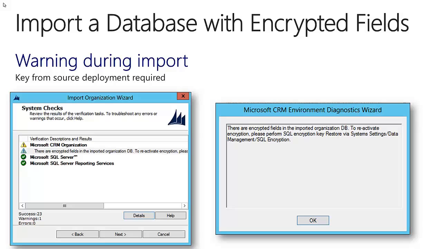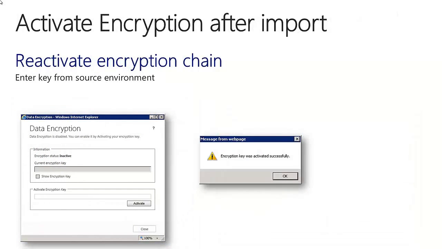When you are importing a CRM database into a different deployment, you'll get a warning in the system checks if it is encrypted and you're moving it to a different deployment. And this is what that encryption warning will look like. So once you import that, after you're done, you'll have to activate that encryption key chain. And you'll navigate to the encryption feature just like we did when we went to view or change the encryption key, and now it'll look a little bit different.